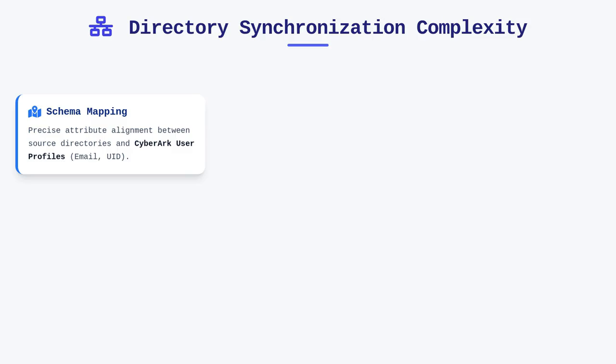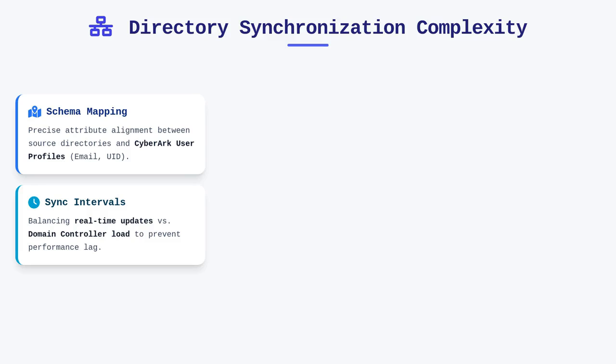Complexity often emerges when you attempt to synchronize large-scale directory structures, particularly when schema mappings and user provisioning frequencies come into play. Automated provisioning relies on precise attribute mapping, where you designate exactly which directory attributes correspond to CyberArk's user profile fields, such as email addresses or unique identifiers. Synchronization intervals should be tuned to balance the requirement for near real-time updates against the load placed on the domain controllers. Setting these windows too narrow can inadvertently cause performance degradation.